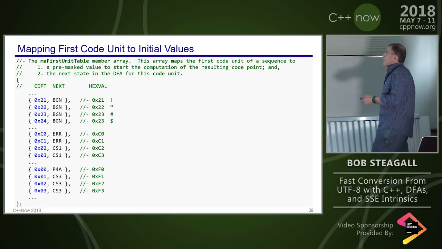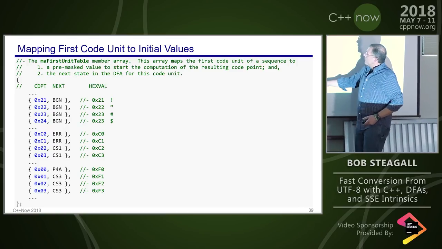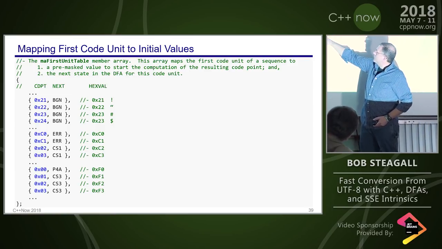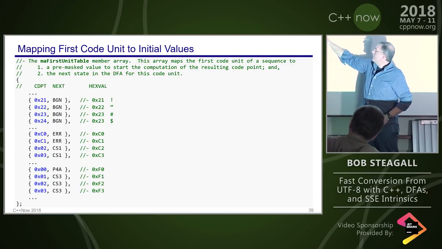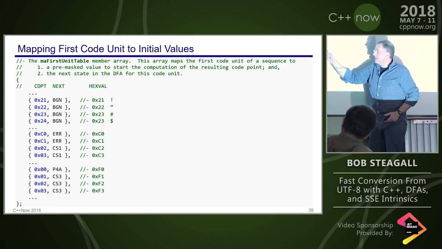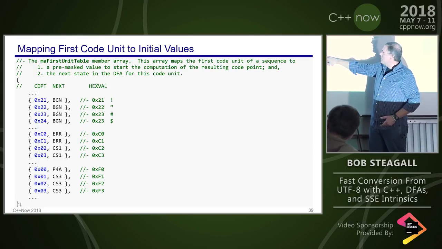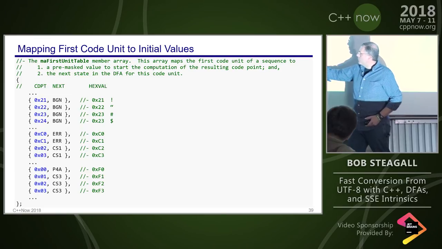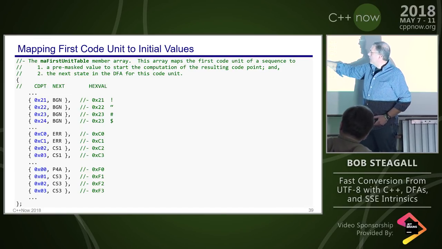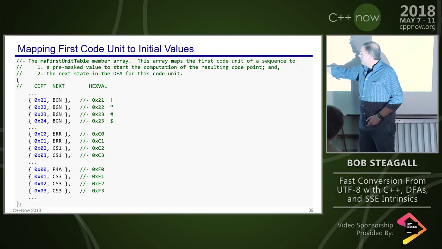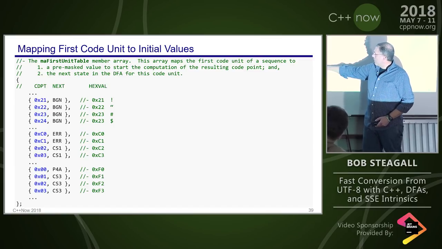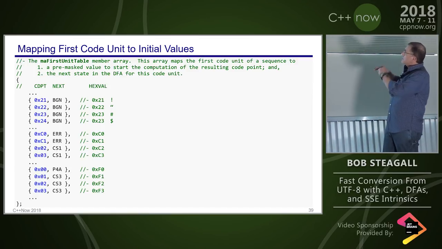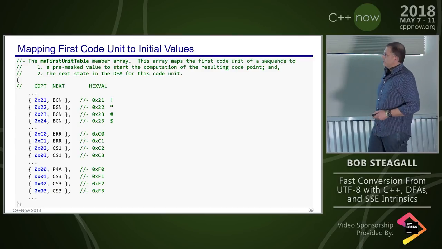So let's look at our arrays. Our first array is mapping our first code unit to initial values. Here are just some chunks out of that array. In my ASCII range, if I've got the pound sign, which is hex 23, my code point is going to be hex 23, and I go back to the begin state, which is the done state. I've just recognized an ASCII character. If my initial byte is C3, this is in a 2-byte sequence. I know that I'm going to mask off the lower 5 bits of C3, which means the initial bits I'm going to assign to the code point are 3, and I'm going to go to continuation state 1. And similarly for bytes in the F0, 1, 2, and 3 range, which represent 4-byte sequences. So this table is used to determine what to do with the initial character in a sequence.